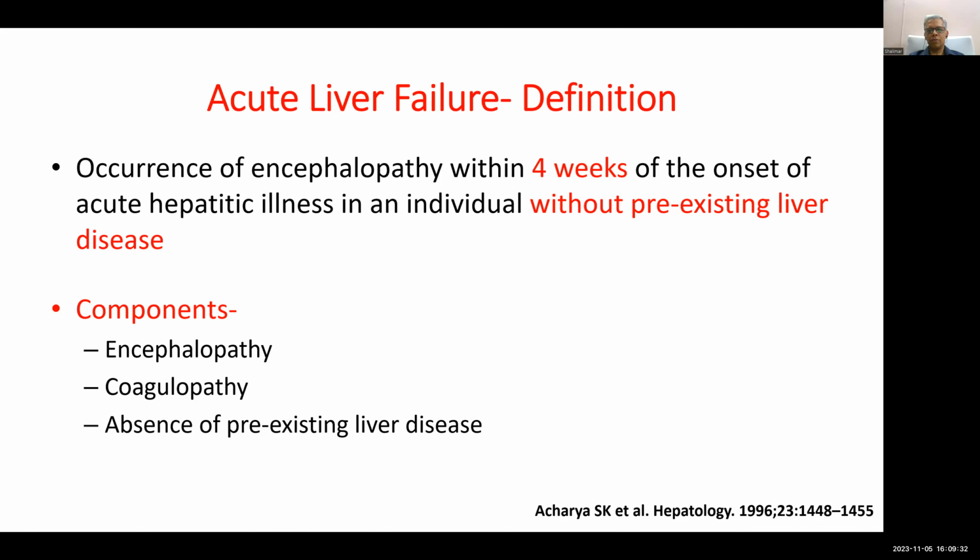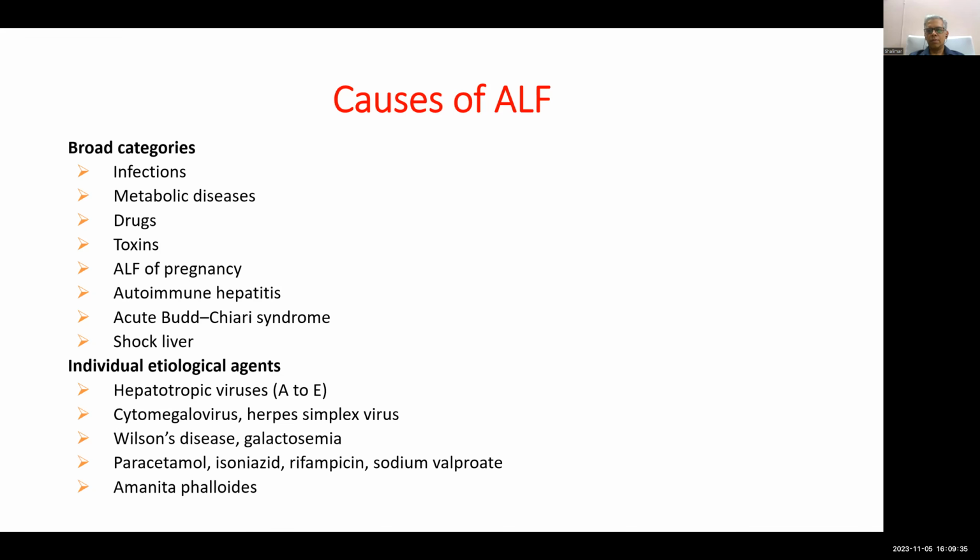So with this in the background, we'll move forward. As we know what ALF is, now look at the causes of acute liver failure. Broadly, they can be categorized into infections. Infections could be viral, which is most commonly what we see in our country, and we'll talk about them. The hepatotropic viruses include hepatitis A, B, C, D, and E. The other viruses include CMV, cytomegalovirus, and herpes simplex virus, also known as HSV. In addition, metabolic diseases, which include Wilson's disease, galactosemia, and then drugs and toxins.